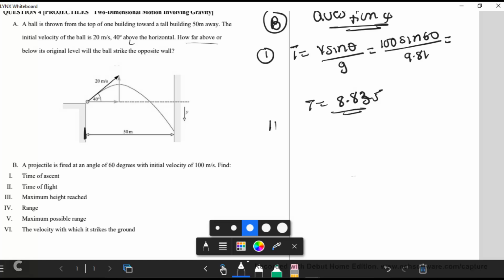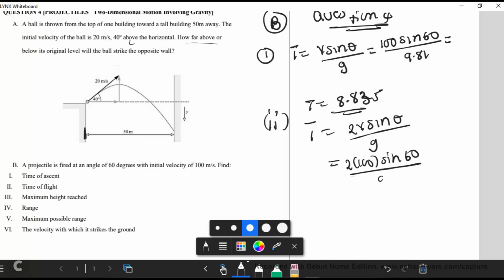Then you also go on to the time of flight. So time of flight is 2 v sine theta over g, such that it will be 2 here, then 100 sine 60 over 9.81. Then your answer will be what?